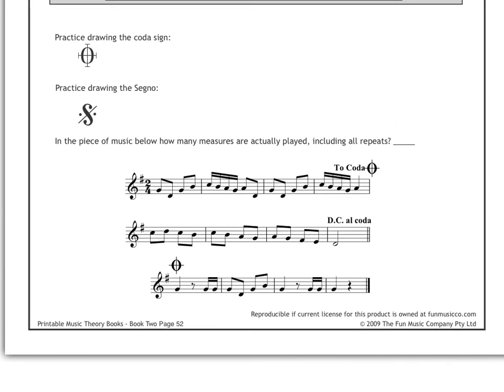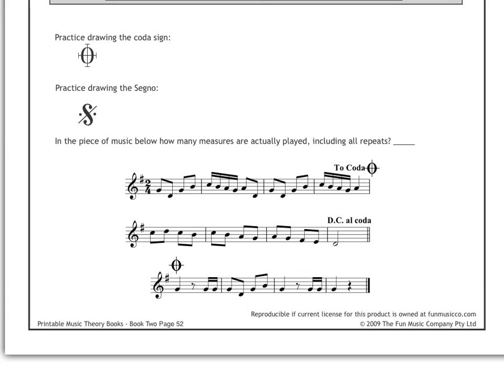At the bottom, just some practice doing this stuff. Practice drawing the coda sign, sure. Practice drawing the segno sign, no problem. In this piece of music below, how many measures are actually played, including all repeats? One little question. Navigate your way through this music. Make sure you follow the road map, you follow the markings, and give your answer right there.